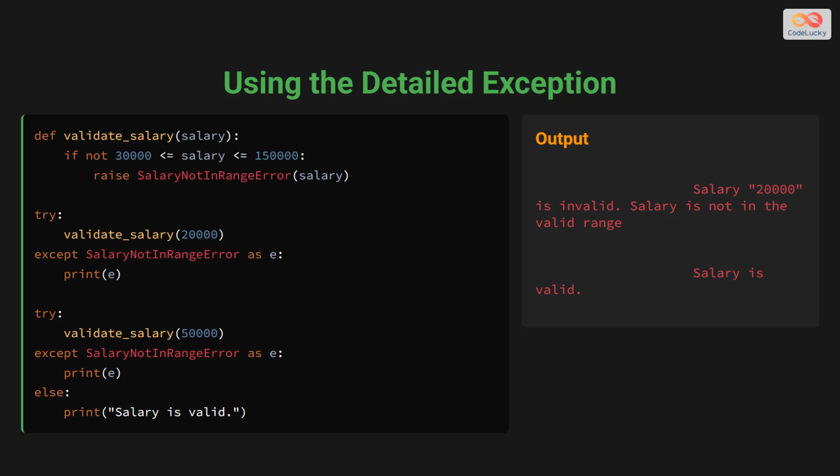Here is a practical example. We have a function that validates a salary. If the salary is outside a defined range, it raises our custom SalaryNotInRangeError. When we catch this exception, the custom message we defined earlier is printed, which includes the exact salary that caused the problem. This provides immediate, useful feedback.